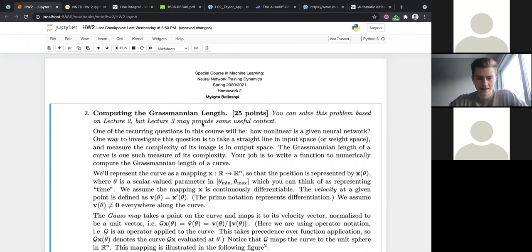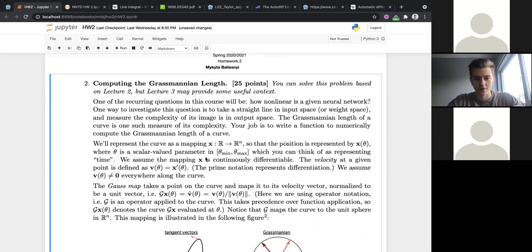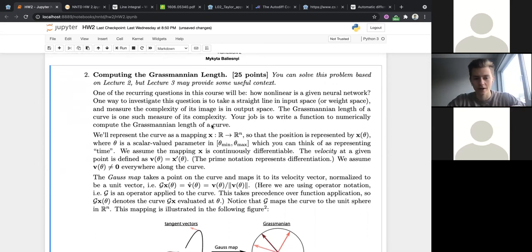Awesome. Okay, so this Grassmannian length, the idea here is that we'd like to have a way to look at what the neural network is doing as a curve. So we'd like to imagine that what the neural network does is that it changes some input, and we can think of changing that input as a curve. If you read this prompt from the task, we can define a curve as a mapping from one real scalar value to R^n space. So basically to a coordinate, for example.